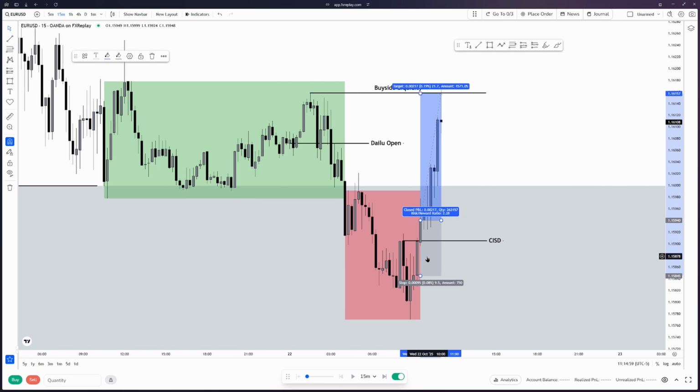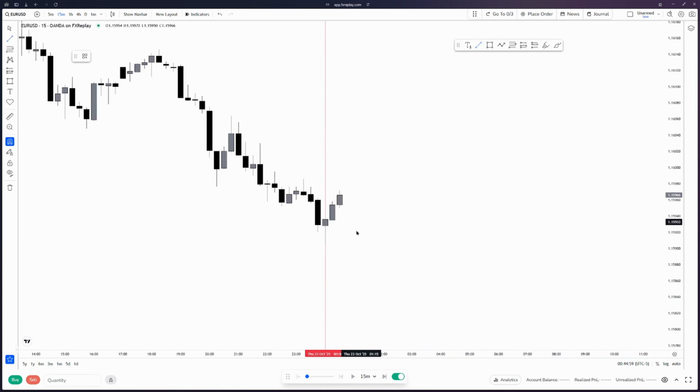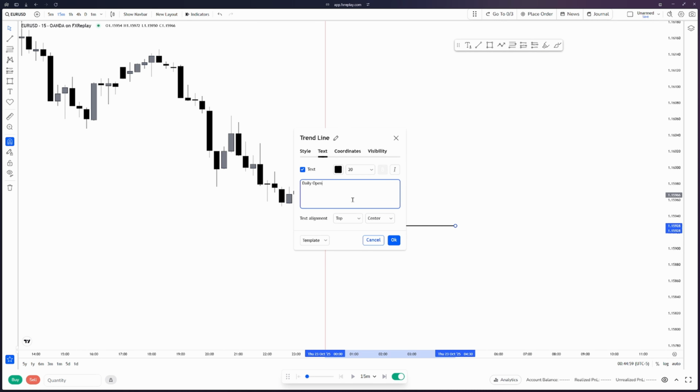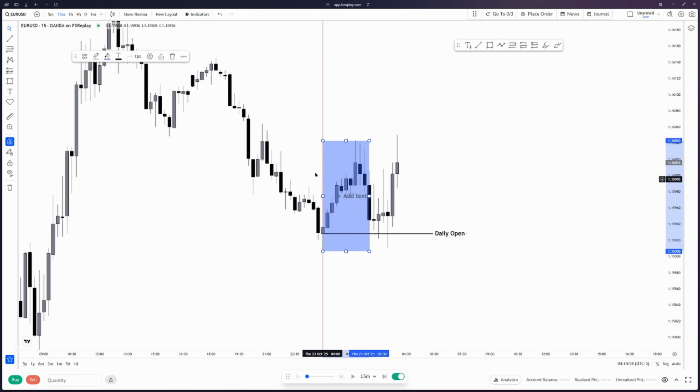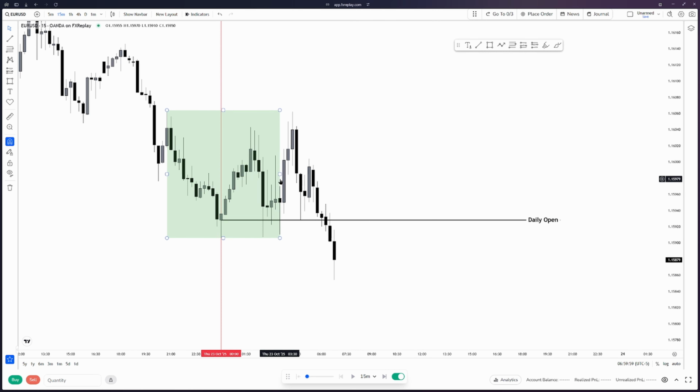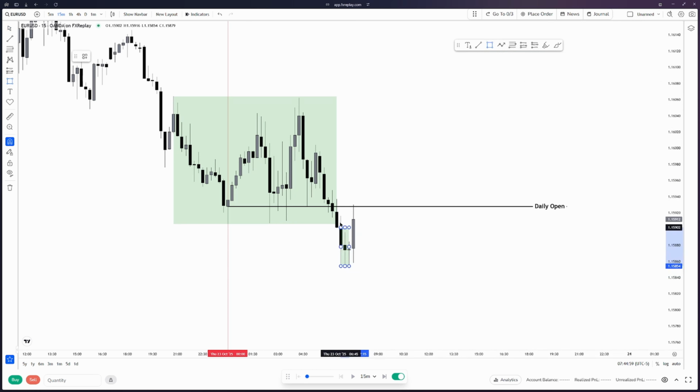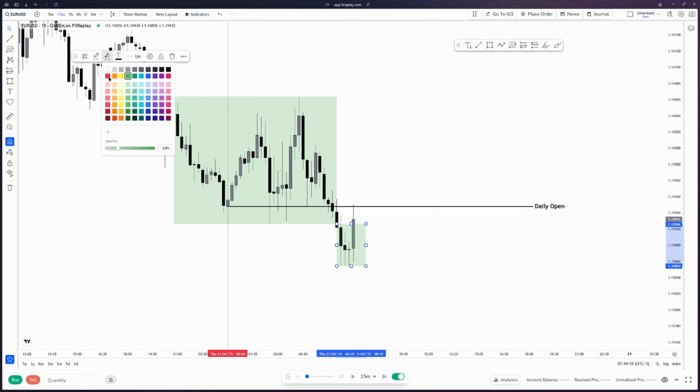Clean target, simple setup. Moving to the next day, we mark the midnight candle opening price as the daily open. Price accumulates above the daily open. See this? That's our accumulation range. Price goes below the range and daily open. That's the manipulation.